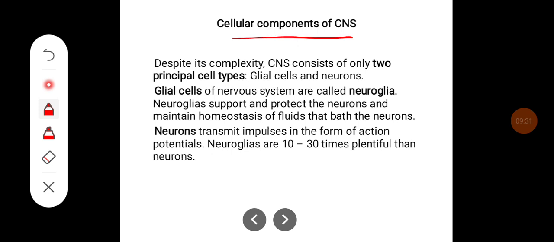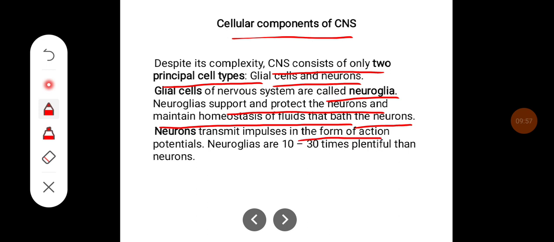The cellular components of the central nervous system. Despite its complexity, the CNS consists of only two principal cell types, that is glial cells and neurons. Glial cells of the nervous system are called neuroglia, and neuroglia support and protect the neurons and maintain homeostasis of fluids that bathe the neurons. The neurons transmit impulses in the form of action potentials.